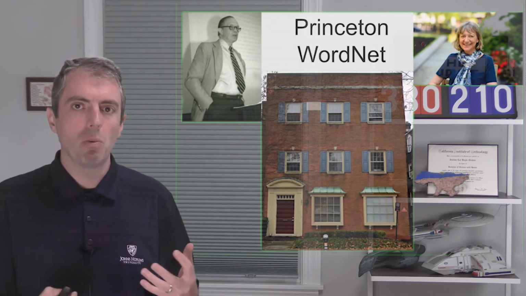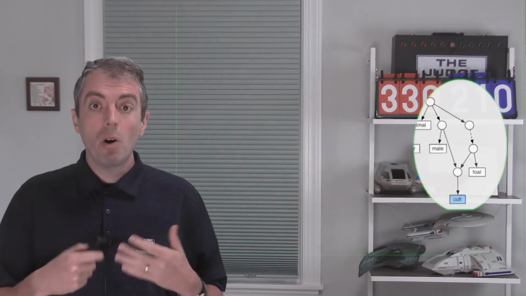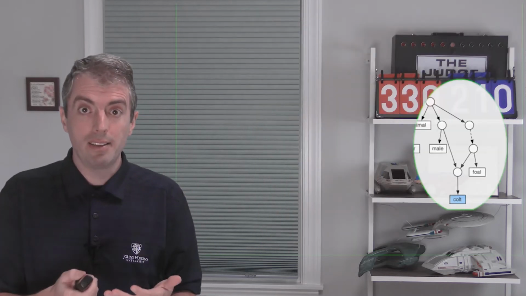Probably the most famous example of this is Princeton's WordNet, which for many years was housed in this building on Nassau Street in Princeton, New Jersey. George Miller and Christiane Fellbaum were the driving force behind this project, which aimed to create a network of words, hence the name WordNet.